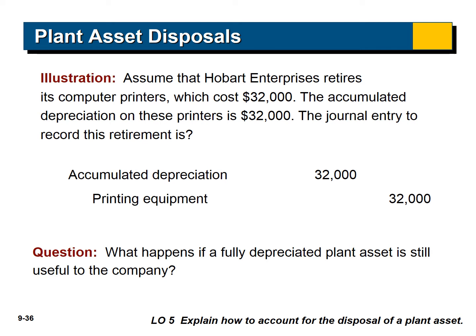But look at this question. What happens if a fully depreciated plant asset like those printers we just saw is still useful? If it's still useful, we do not make this entry. We just keep it on the books because we're still using it.